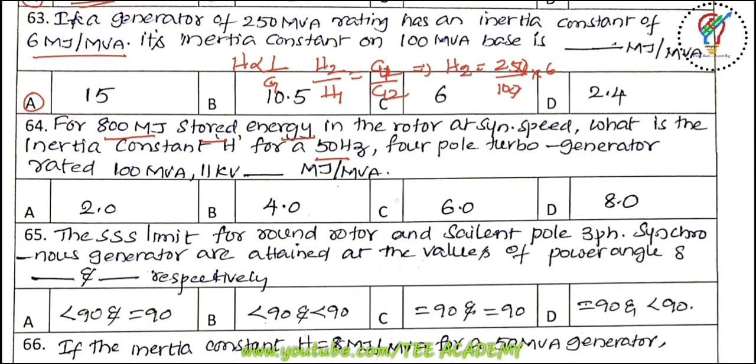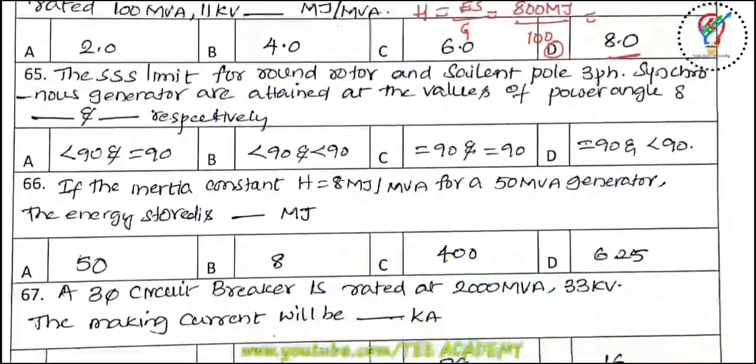So H is nothing but the inertia constant, that is, energy stored divided by the rating of the machine. So what is energy stored? It is 800 megajoules. What is the rating here? 100. So simply 800 by 100 gives you the answer: 8 megajoules per MVA. The other options given are 2, 4, 6. The correct option is 8 here.